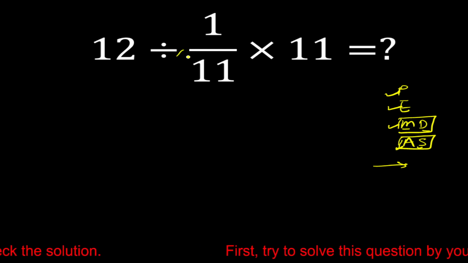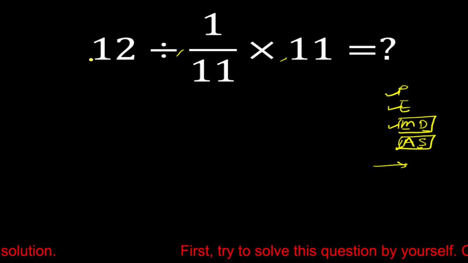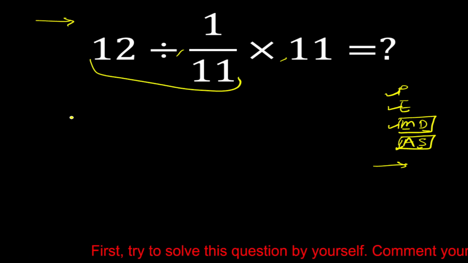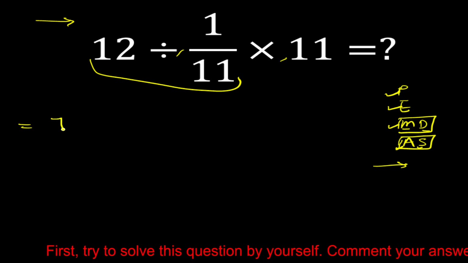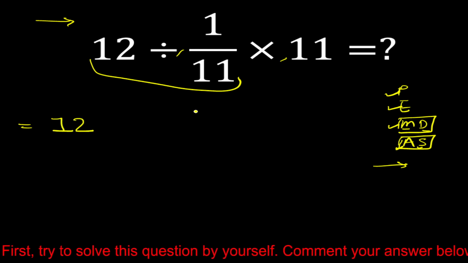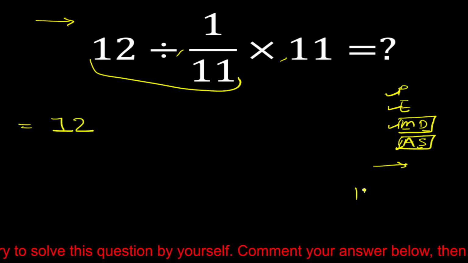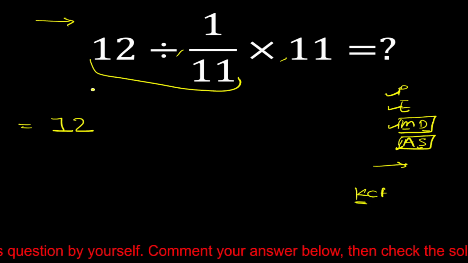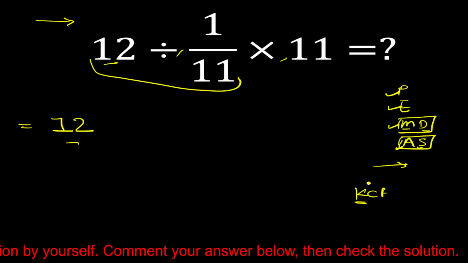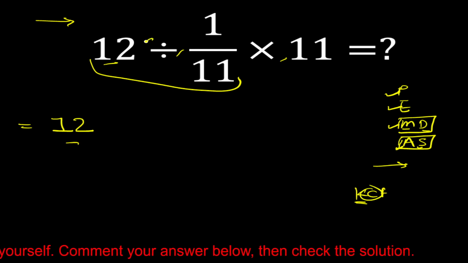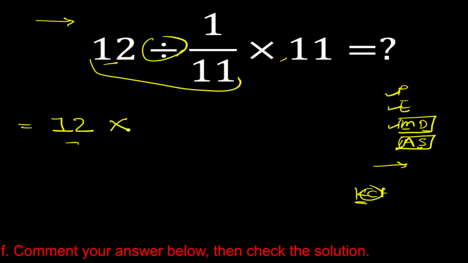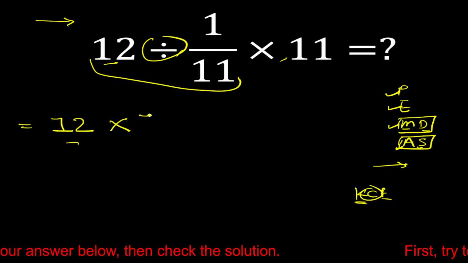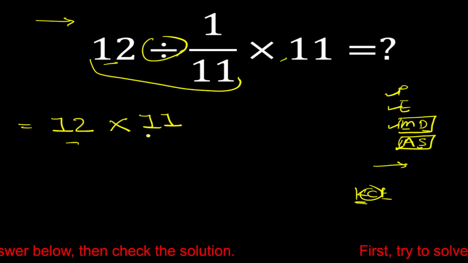So in this question, here is one division and here is one multiplication. Both have equal priority. So we have to solve it from left to right. So is equal to 12. Now, according to the KCF rule, K means keep this 12 as it is, the same. C means change the sign from division to multiplication. And F means flip this fraction: 1 by 11, flip to 11 by 1.